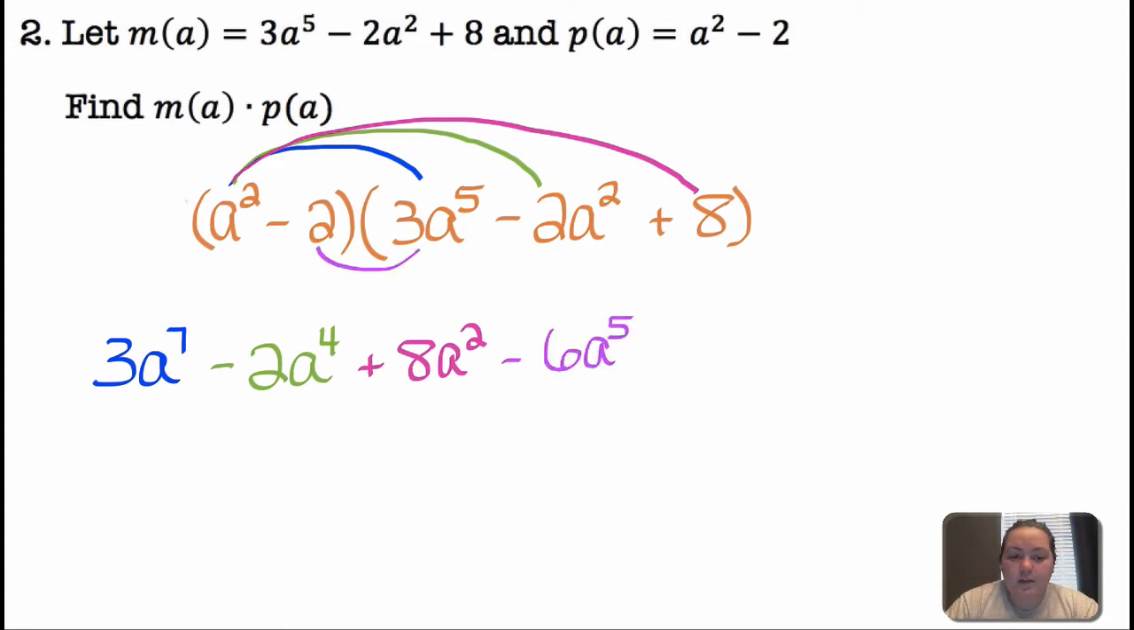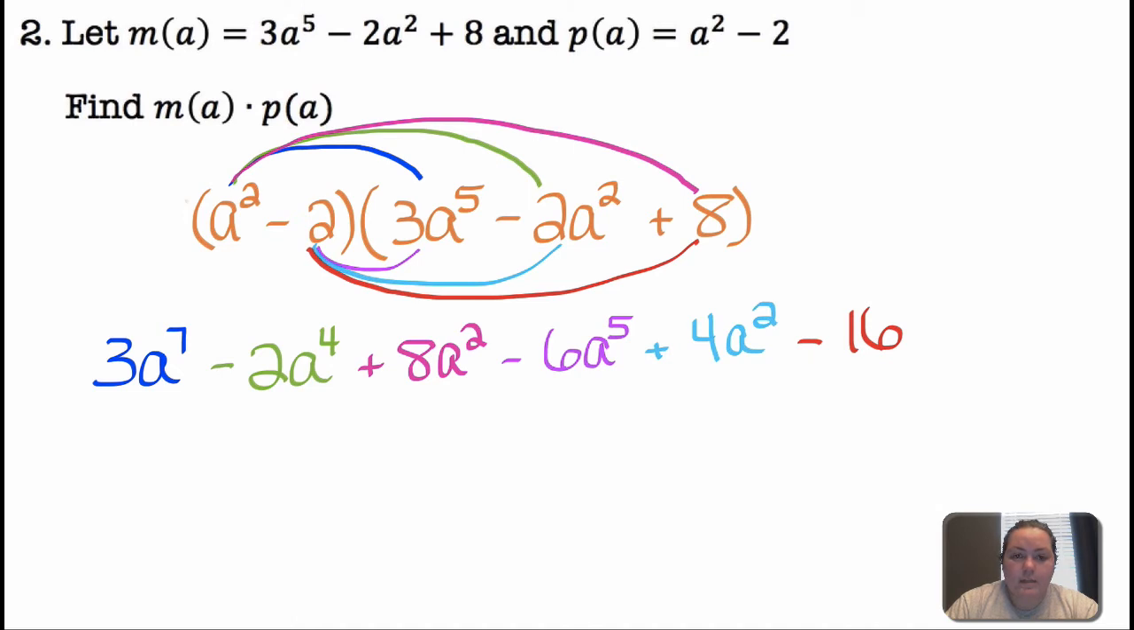Now I'm going to do negative 2 times everything in the other set. So negative 2 times 3a to the 5th would give me negative 6a to the 5th. Then negative 2 times negative 2a squared would give me positive 4a squared. And then negative 2 times 8 would give me negative 16.